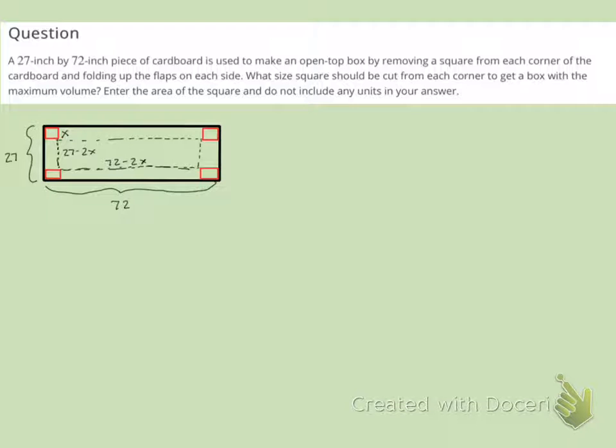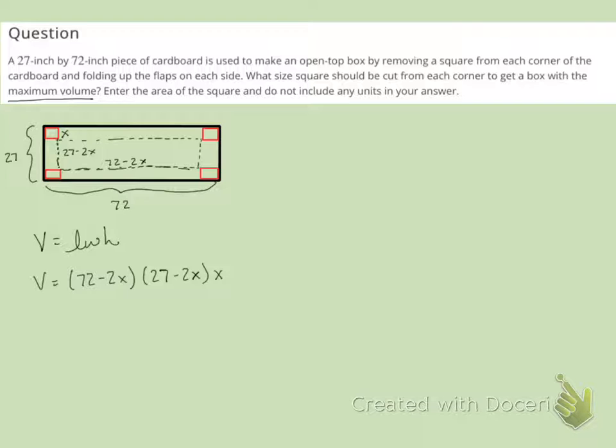We'll have the volume of this box, which is length times width times height, will now be 72 minus 2x times 27 minus 2x times the height of the box, which will be x. I want to maximize the volume here. I'm maximizing the volume.